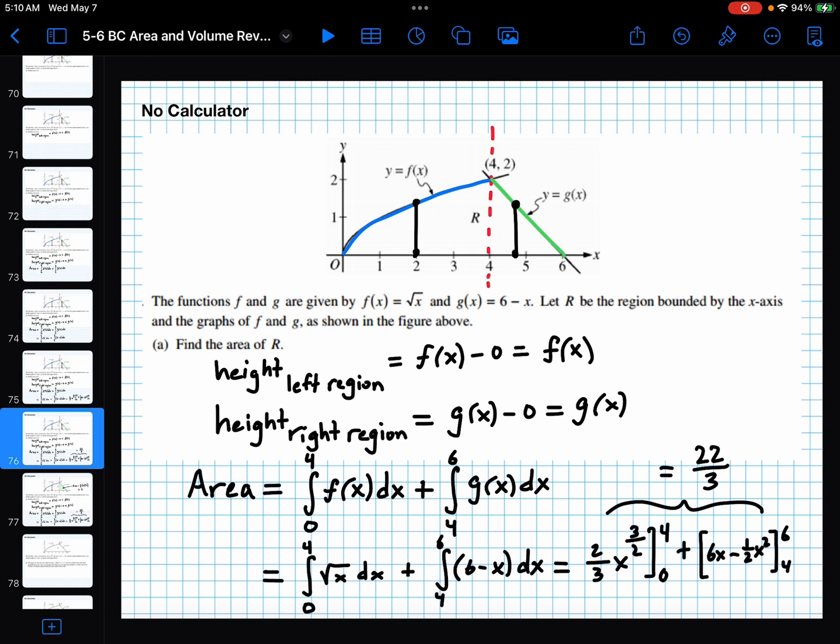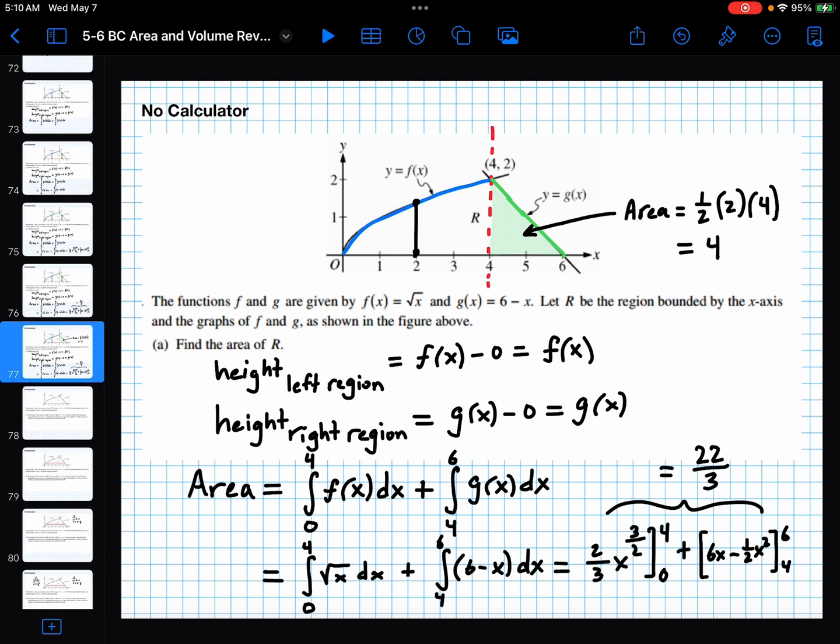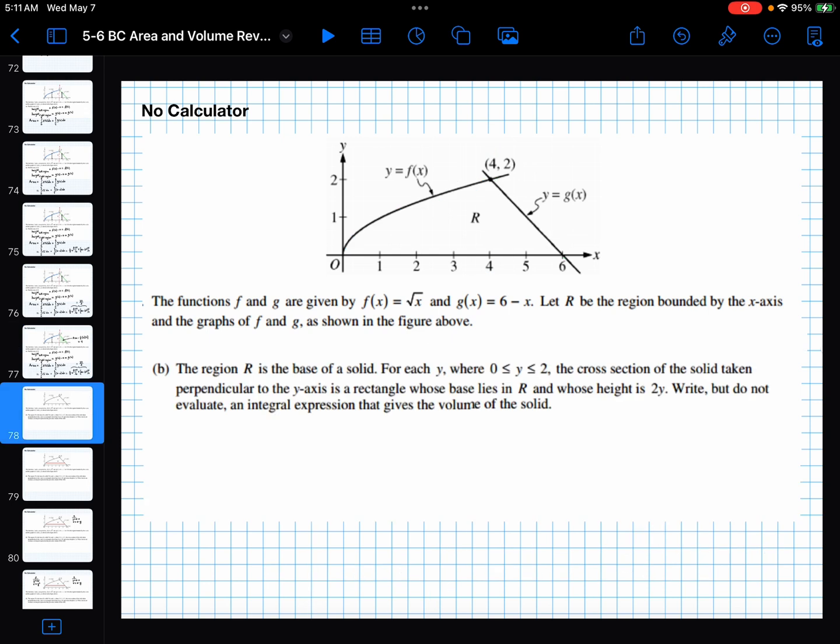Now, it's significant to mention here that that second region on the right, from 4 to 6, is really a triangle too. So you could have bypassed the second integral and just used geometry formulas and found the area of that triangle: 1/2 base, which was 2, times your height, which is 4. And then you would have done the first integral from 0 to 4 of f of x dx, and then added it to that. So that's part A.